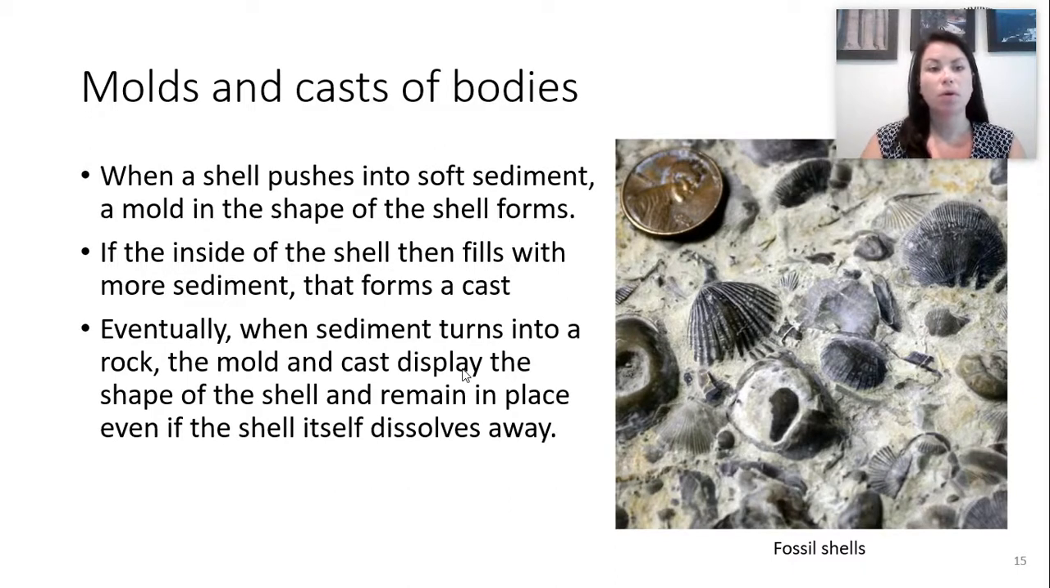Okay, next are molds and casts of bodies. So when a shell pushes into a soft sediment, a mold in the shape of the shell can form. And if the inside of the shell then fills with sediment, that forms a cast. And eventually, when that sediment turns into a rock, the mold and cast display the shape of the shell that remains in place, even if the shell itself has dissolved away.